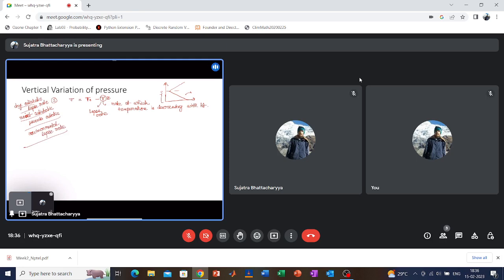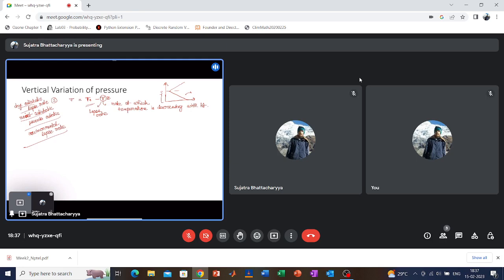Okay. So T is equal to T naught minus gamma z. This is the temperature variation with height. So if this linear decrement of temperature with height is the actual atmosphere, then how will the pressure vary with height? This is our question. Okay, so let's start with the same thing. We will use the same two equations. One is the hydrostatic equation, another is the ideal gas equation.